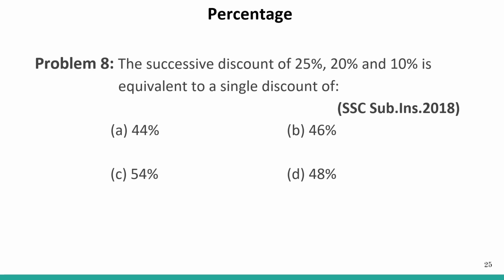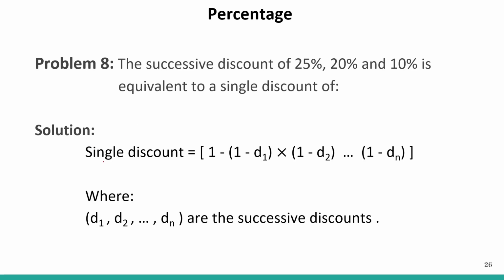So this question seems a bit tricky, but let's see how to solve it. So the single discount is 1 minus the whole of 1 minus d1 into the whole of 1 minus d2, into successively multiplied with 1 minus dn. Okay, n is in the subscript here. This is to be remembered, where d1, d2, dn are successive discounts. So what we will be getting is the total discount, that is the full discount on MRP.